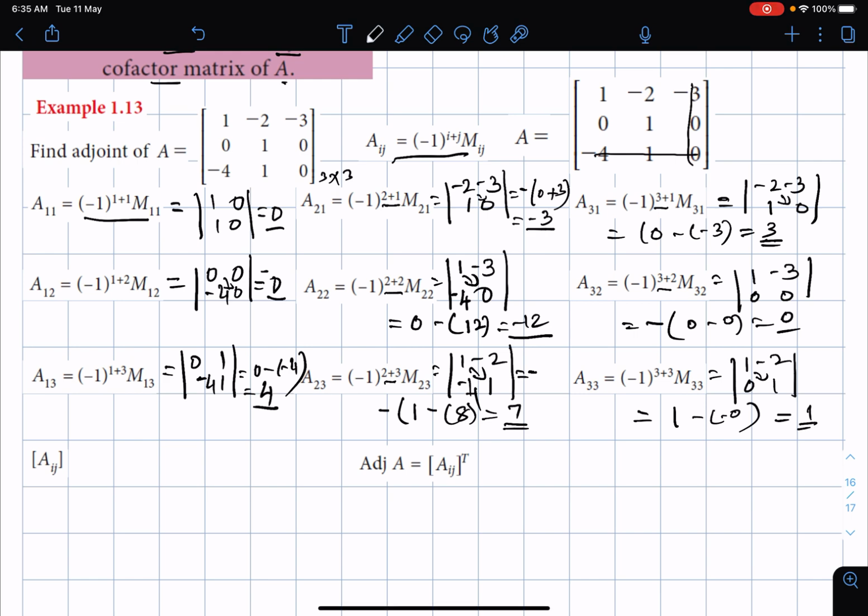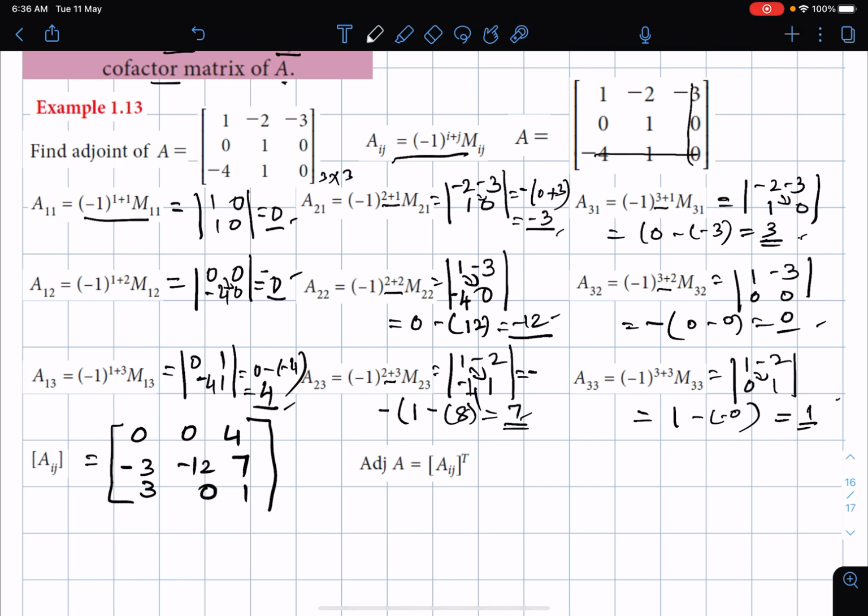Now we are going to write the cofactor matrix. What are they? First row 0, 0, 4. In the second row it is -3, -12 and 7. Third row it is 3, 0 and 1. So here I am going to write Aij: first row 0, 0, 4, second row -3, -12 and 7, and third row 3, 0, 1. So this is Aij. Now we have to take the transpose of this Aij.